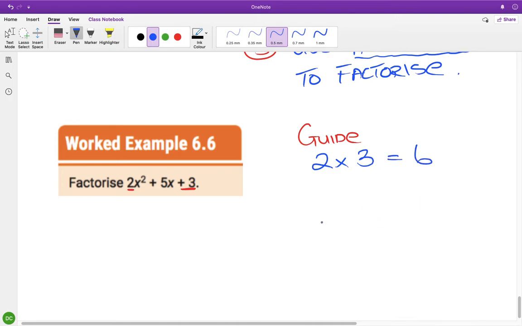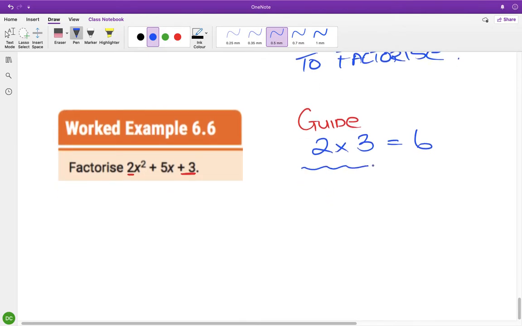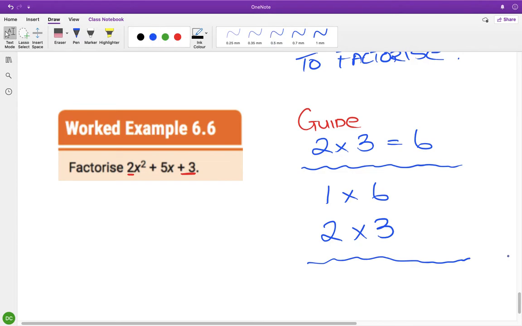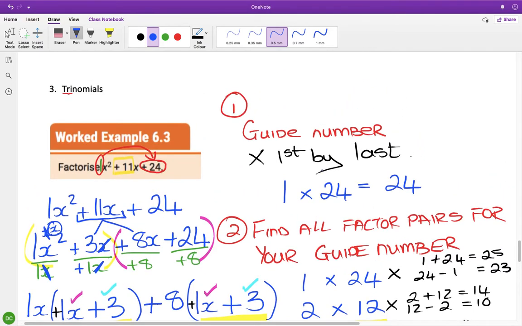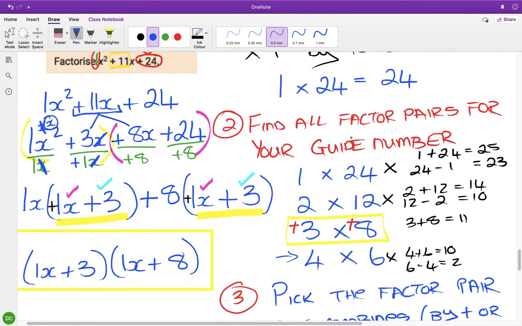Then you list all your factor pairs. So this should be a bit shorter. The factor pairs are 1 times 6 and 2 times 3. You'll realise what my was for in a second. This is an example that I should show you. Okay, happy with that? So that is step 1, find your guide number, and step 2, find all the factors.